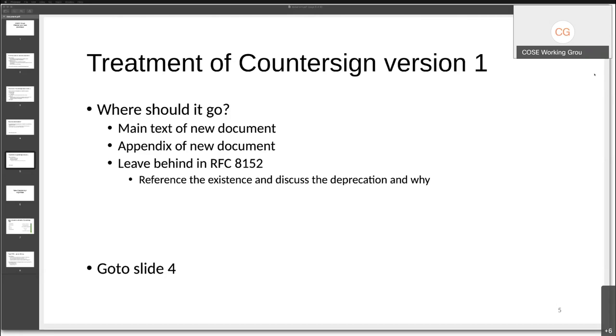This is Matthew Miller again, speaking for myself. I think I said this on the list myself. I would prefer, at most, what we do is we say it's deprecated, and here are the reasons why, and go look at RFC 8152 if you really still want to implement that version.